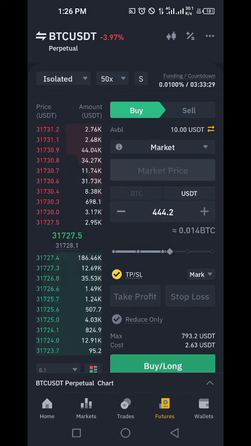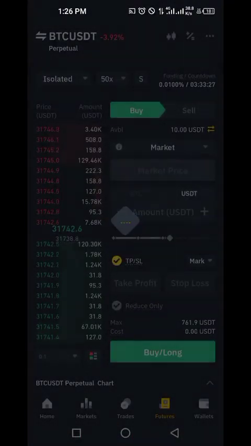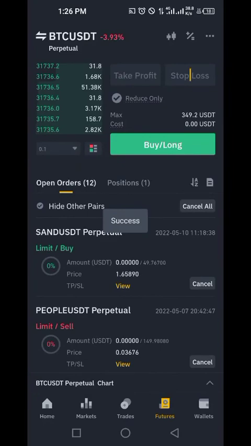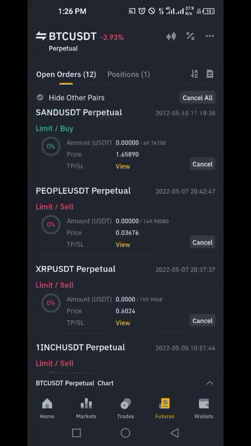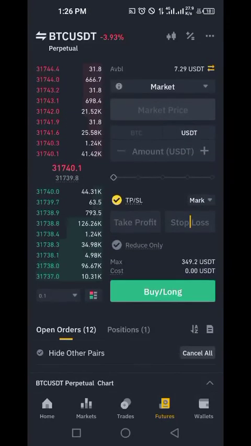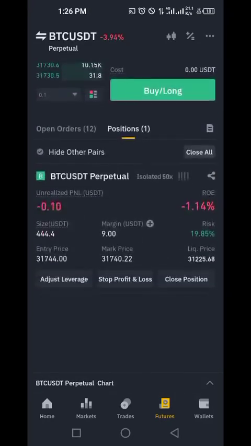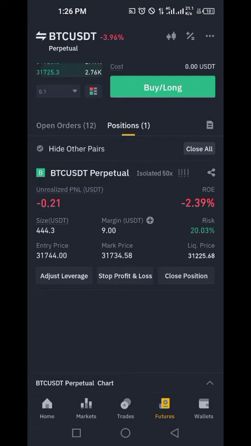2.09 is ranging. So let's click on buy. So I've entered the position. As you can see, all the ones I have here, they are still on limit, but immediately I select market order for this, a position was opened here. Now look at this position opened now.